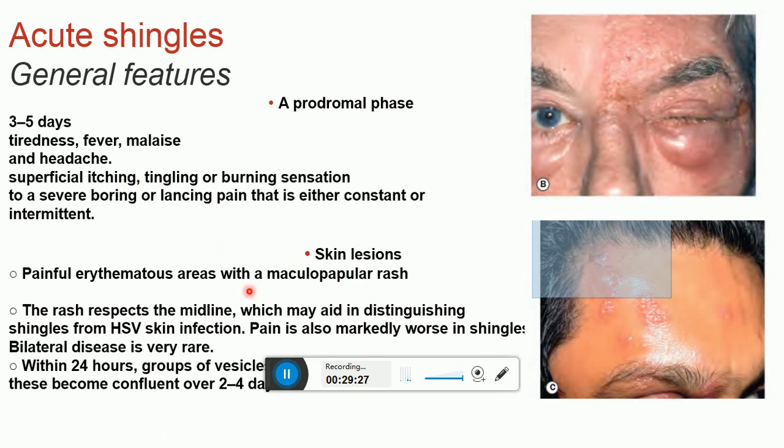Skin lesions. There are painful erythematous areas, and a maculopapular rash develops. It may be confused with cellulitis or contact dermatitis. The rash respects the midline, which may aid in distinguishing shingles from HSV skin infection. Pain is also markedly worse in shingles. Bilateral disease is very rare. Within 24 hours, groups of vesicles appear and these become confluent over 2 to 4 days.